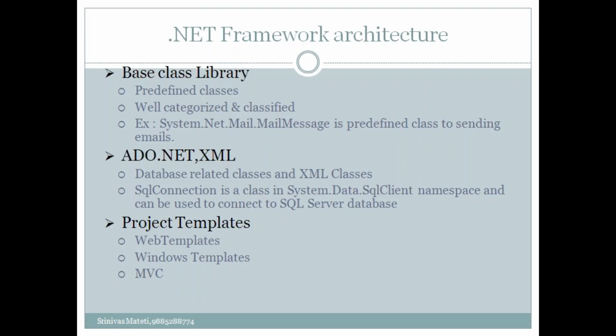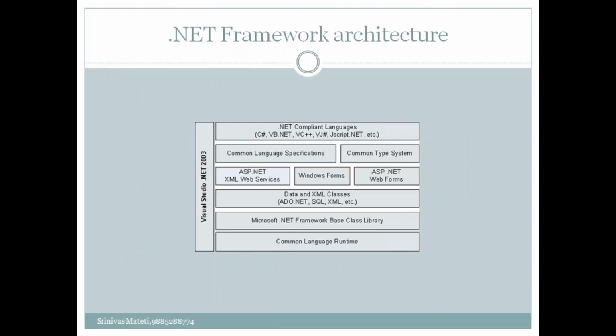So we discussed the .NET Framework base class library, ADO.NET and XML, and the next one is templates. These are the different types of project templates. When you are working with web services, you will use the ASP.NET Web Service template; when you are working on Windows applications, you will use Windows Forms; and when you are working with web applications, you will use Web Forms. In this layer we have more additions like WCF templates, MVC templates, MVVM templates, etc.